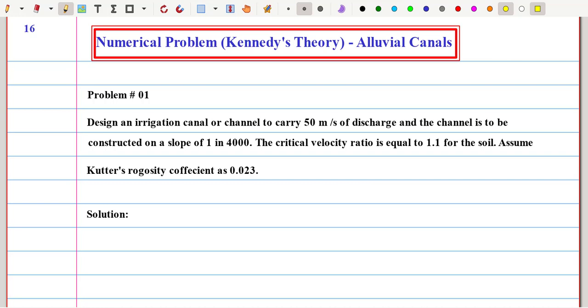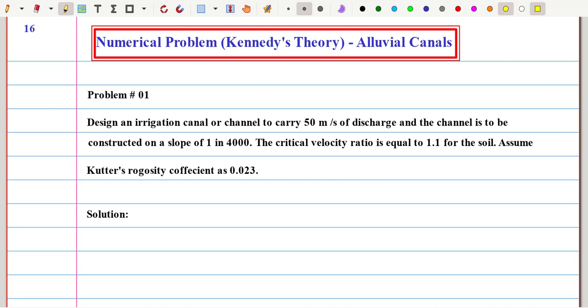so you need to construct the canal with a depth of 2.65 meter, breadth of 15.401 meter, and side slope 1 in half, and bed slope 1 in 4000. Then with these dimensions and with these conditions, the canal may be able to carry water with a discharge of 50 meter cube per second. Well, this is done.